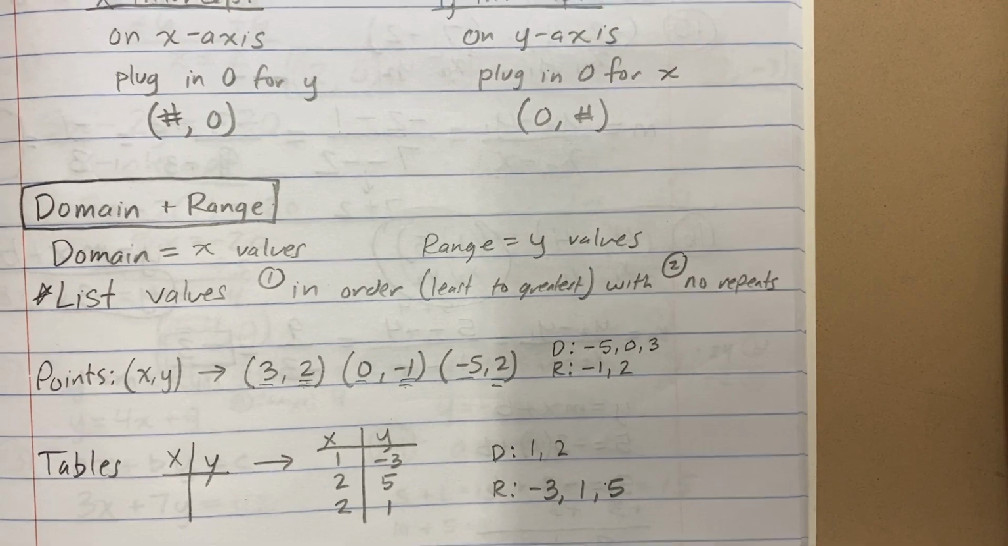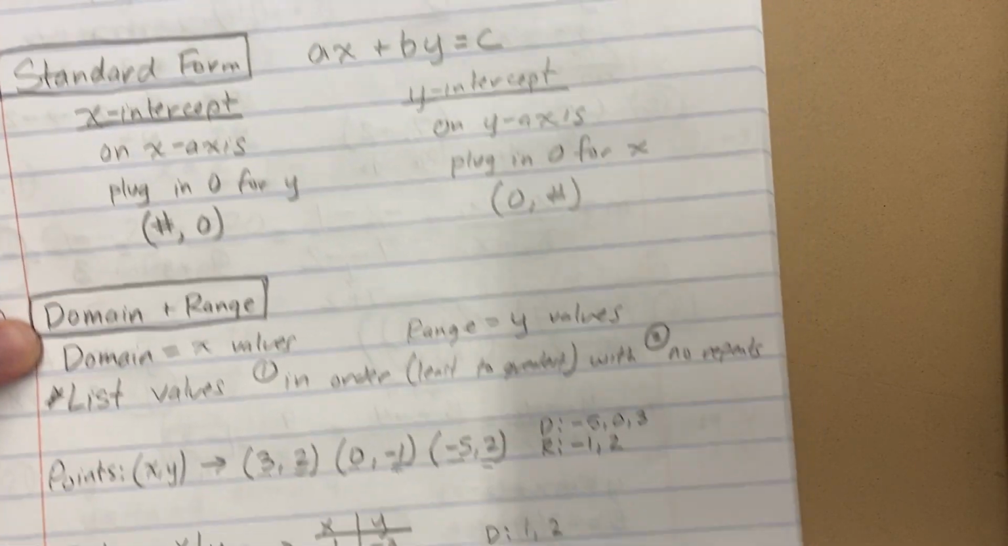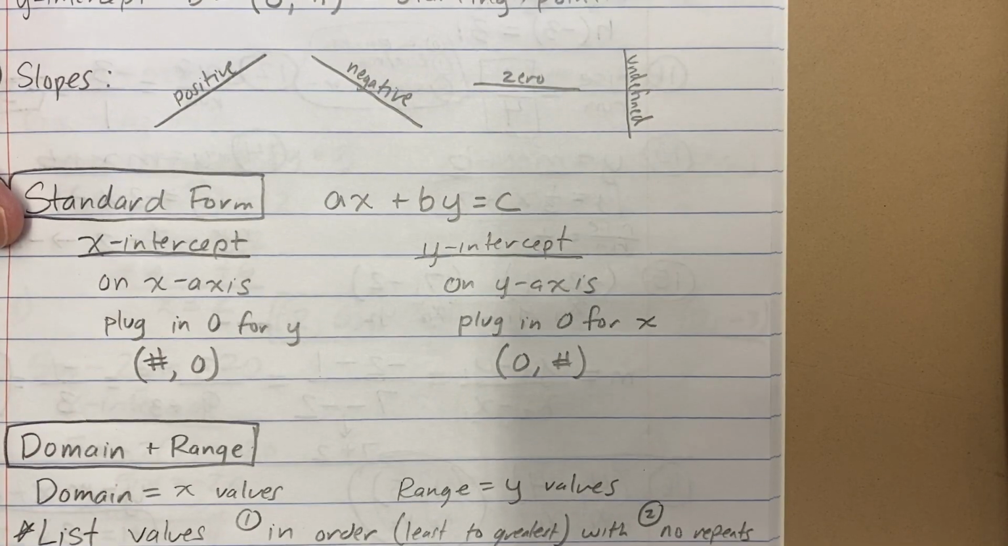Okay, so these were the 3 huge concepts we talked about, right? The slope-intercept form, the standard form, and then domain and range. And then we kind of explored all these little concepts along with them.